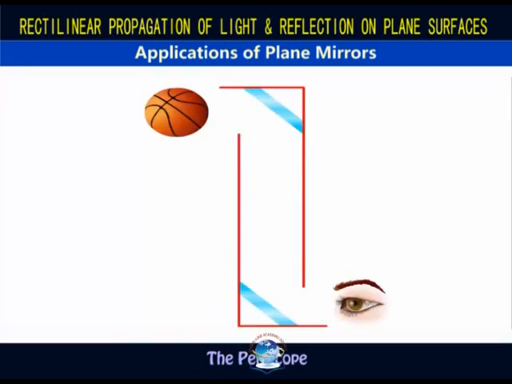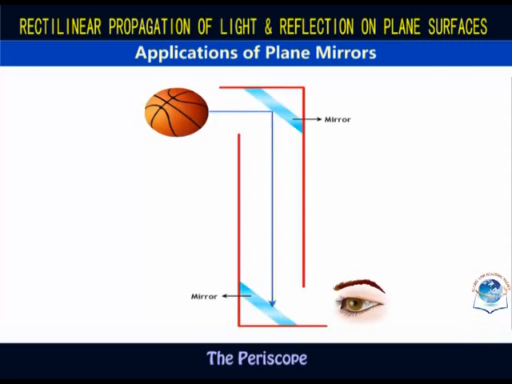A reflecting periscope consists of two mirrors to change the direction of light coming from the scene to be observed. The first mirror reflects light down through a vertical tube. At the bottom of the tube, another mirror is placed at an angle to reflect the light towards the observer.